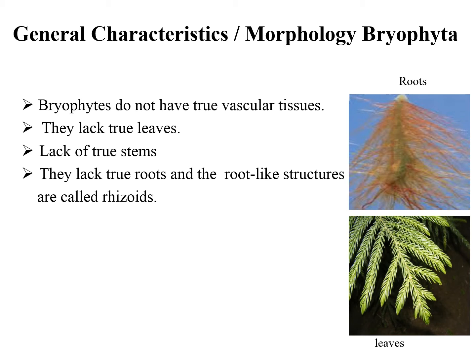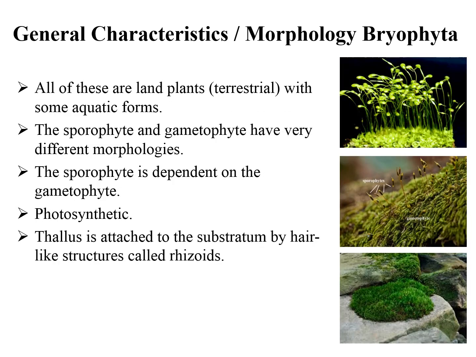They lack true roots, however, they have leaf-like scales that contain chloroplast in which photosynthesis occurs. They lack true stems, usually small and ground-hugging. They anchor themselves in the soil by root-like structures called rhizoids. All of these are land plants, meaning they are terrestrial with some aquatic forms, and the sporophytes and gametophytes have different morphologies, meaning heteromorphic generations.